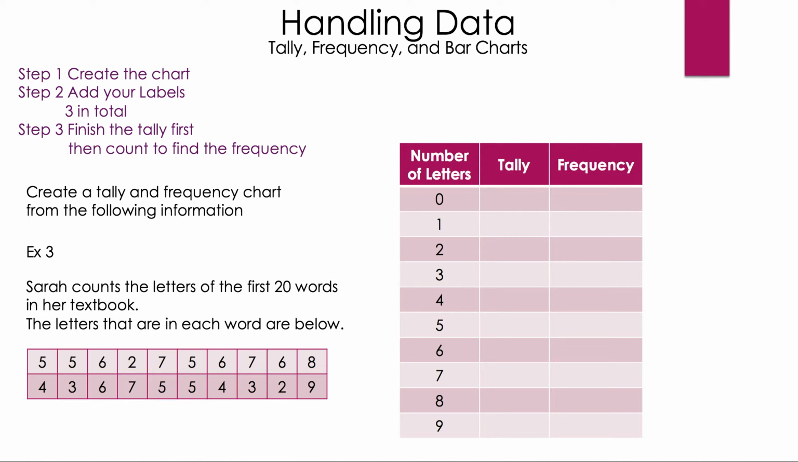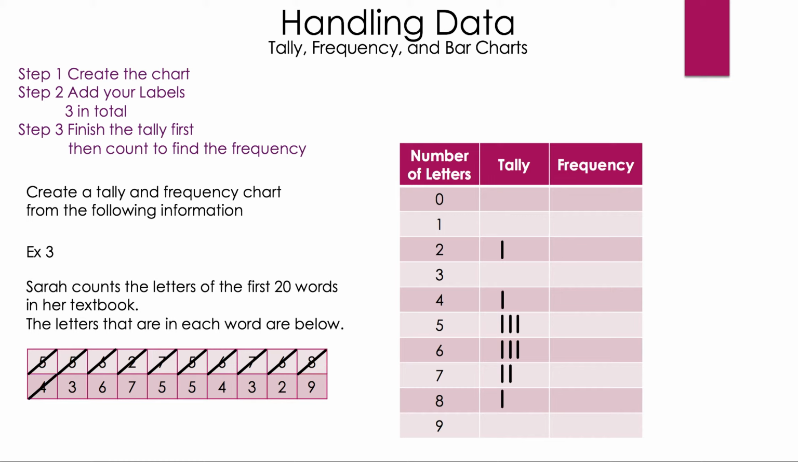So remember, tally is a running total. So we're going to cross off 5 and put a tally mark for 5. We'll cross off the next 5, put another tally mark for 5. Keep on going with 6, cross it off, put it there, cross off 2, and put it in the chart. 7, and then again the 5, 6. Now we cross off 7, cross off 6, cross off 8, cross off 4.